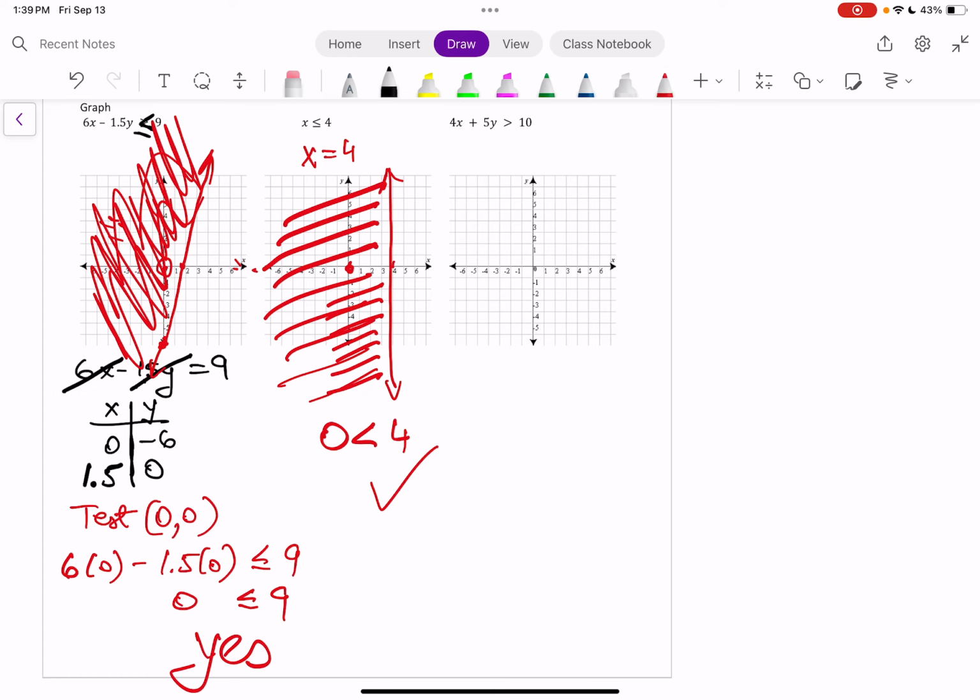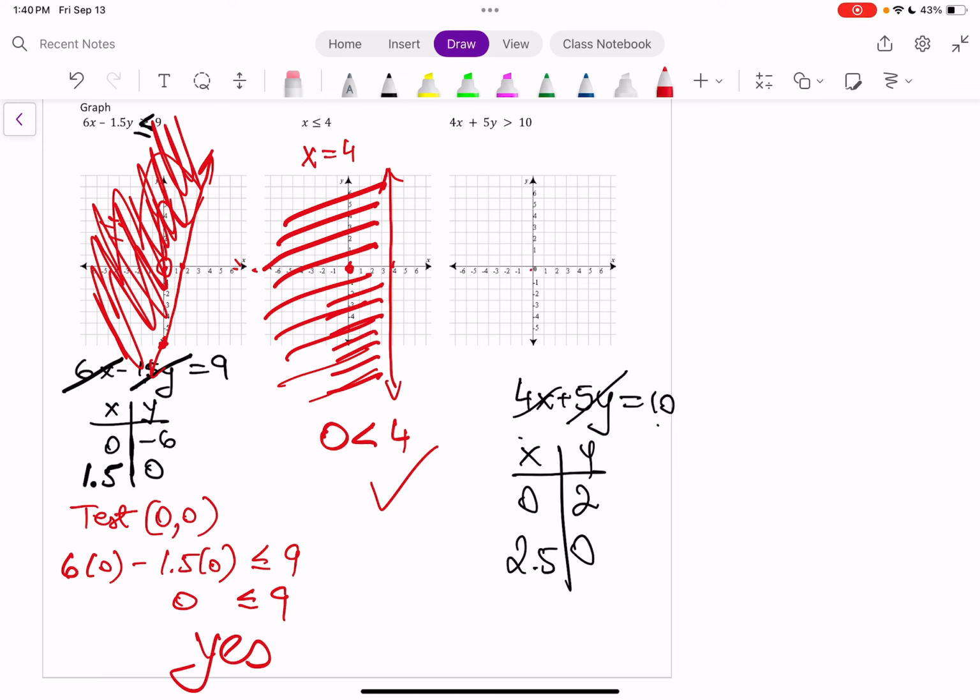And again, you may want to pause and try the last problem, and then come back and see what happens. Make x 0, y is 2. Make y 0, x is 2.5. X is 0, y is 2. X is 2.5, y is 0. This line will be dotted because it doesn't say or equal.